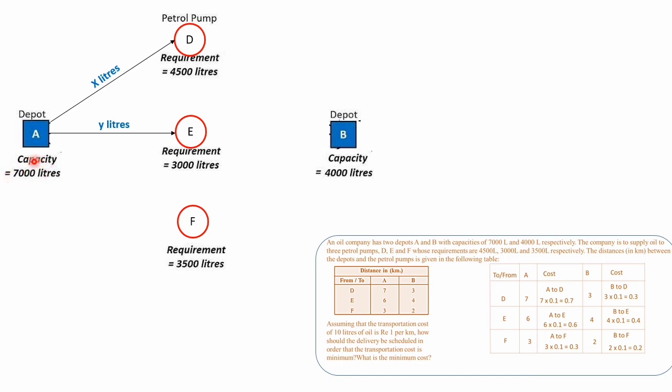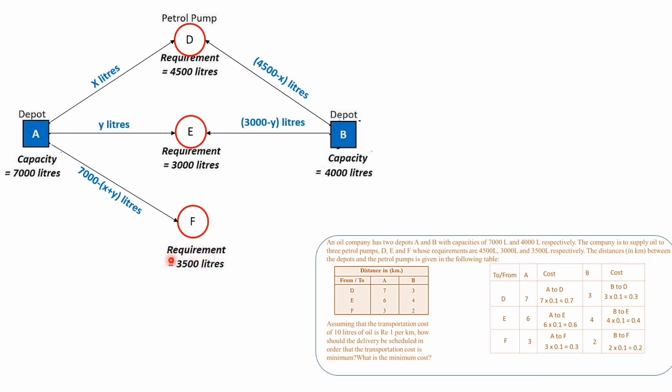And of course 7,000 liters is the capacity, and X liters gone to D and Y liters gone to E. The balance will go to F, that is 7,000 minus (X plus Y) liters. And here again from depot B, the calculation is just like the previous question. Requirement of petrol pump D is 4,500. X liters already received from A, so the balance will come from B, that is 4,500 minus X, that is written. And for E, Y liters already received from A, 3,000 liters is the requirement, so the balance, that is 3,000 minus Y liters, will come from B. Then for F, 7,000 minus (X plus Y) liters already received from A, the balance will come.